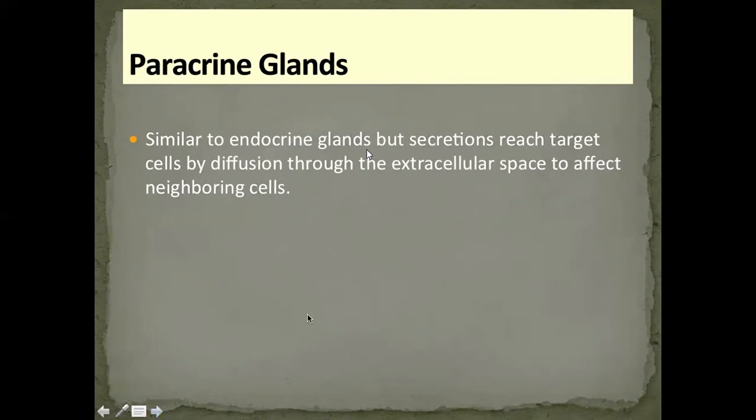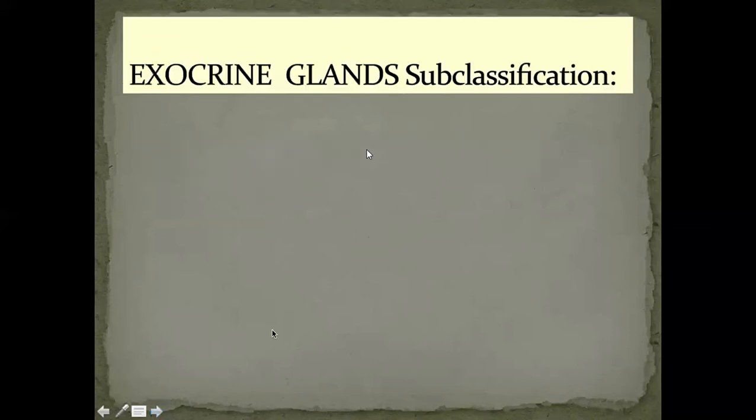How about paracrine glands? They are similar to endocrine glands, but the secretions reach the target cells by diffusion. So para means near. Okay? So these are good only for the nearby cells, or for the neighboring cells. Okay. So there are subclassification of exocrine glands.